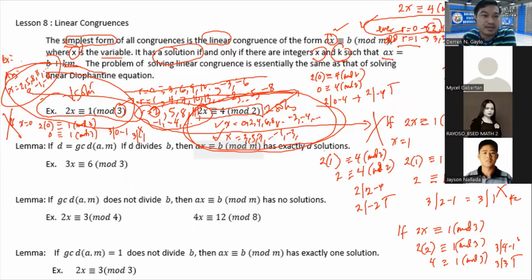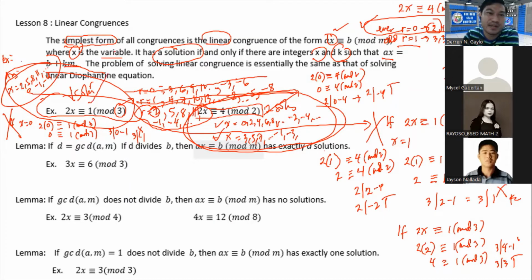If D is equal to the GCD of A and M, and if D divides B, then AX congruent to B modulo M has exactly D solutions. So when we say D, it is the greatest common divisor of A and M. So the value of the greatest common divisor is the number of solutions. Let's check this with the first one.